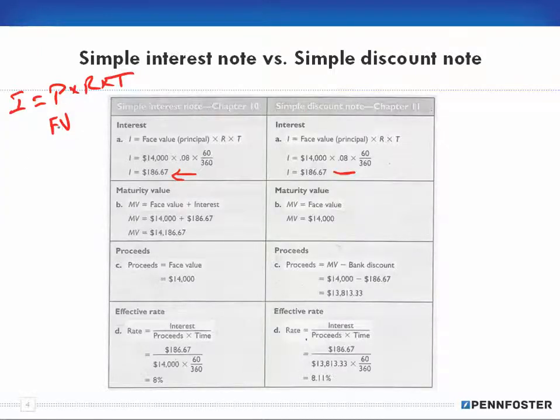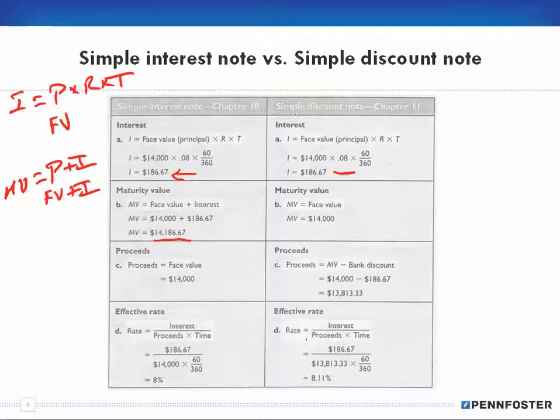Now, the simple interest note is saying, at our maturity date, when it's due, we had, from the last chapter, you recall, principal plus interest is our maturity value. Well, again, we're replacing the principal with face value, so it's face value plus interest, right? So if you're looking at these numbers here, our interest was $186.67 on a $14,000 principal, okay? And so our maturity value is $14,186.67. You already know how to do this from the previous chapter, in chapter 10.